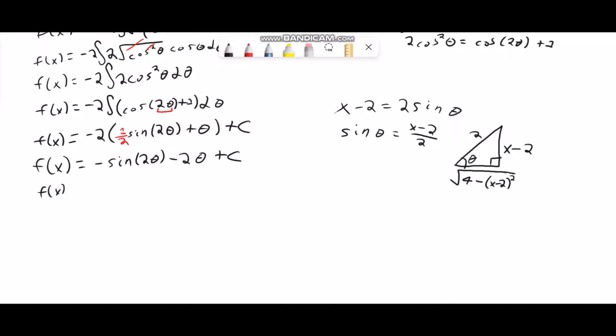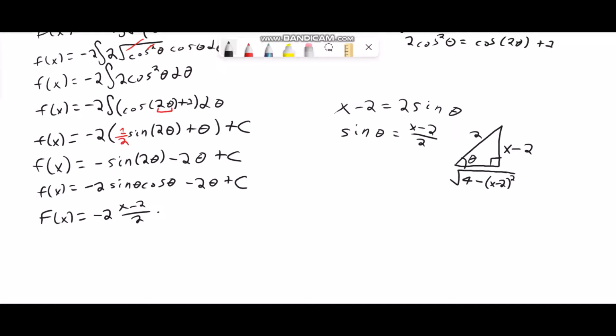F of x equals, we have sine of 2 theta. I don't really know how to deal with the 2 theta, but I can use the double angle identity for sine. We know that sine of 2 theta is the same as 2 sine theta cosine theta. Then we still have the minus 2 theta and the plus c. Okay, so we have negative 2. Sine theta is this, x minus 2 over 2.